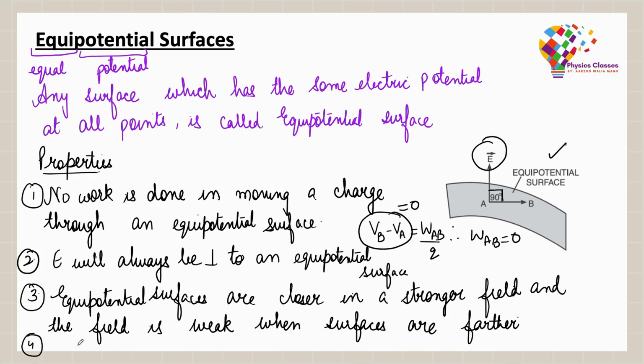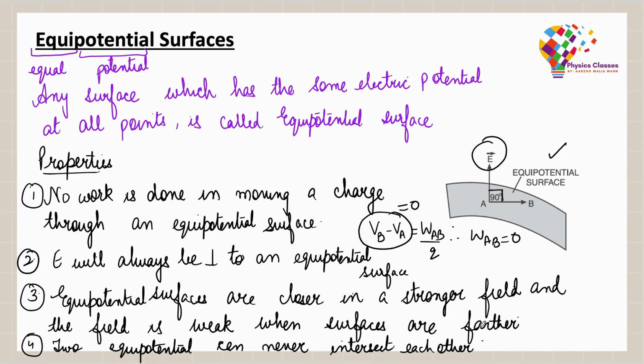And lastly, two equipotential surfaces can never intersect each other, because if they intersect, then there would be two different values of potential at that very point, and that is not possible. So these are four main properties for equipotential surfaces.